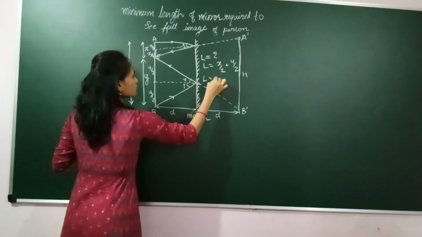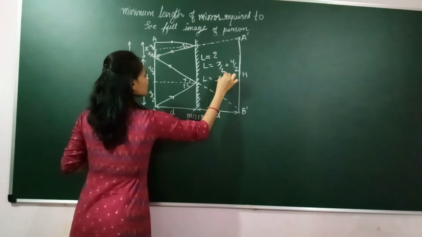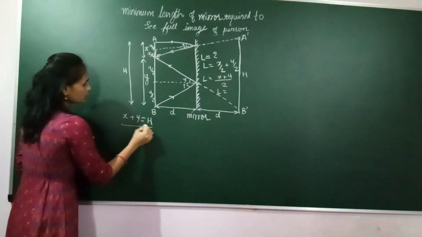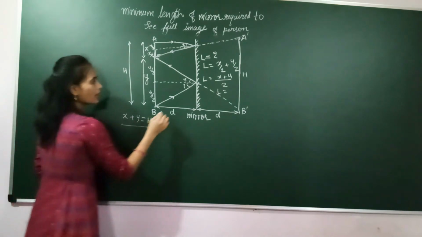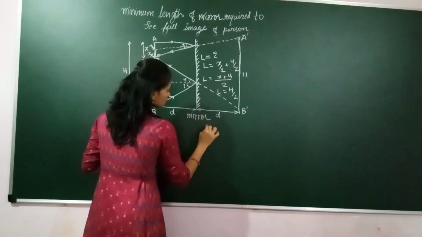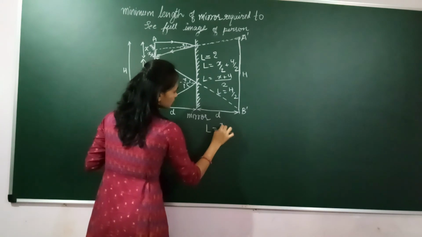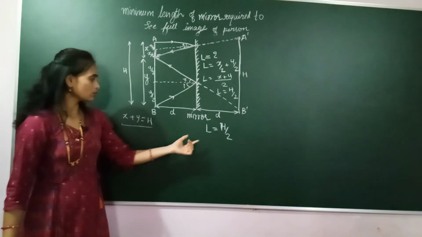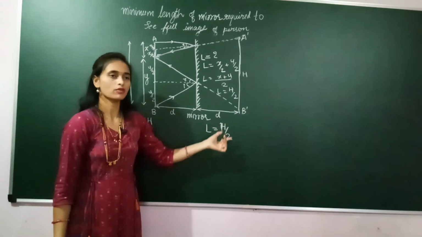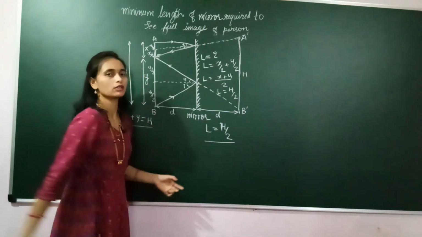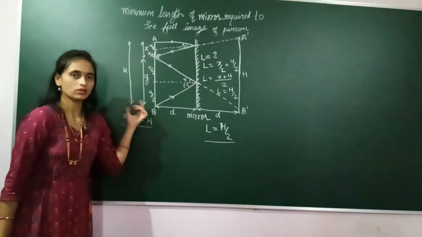So L is equal to (x plus y) by 2. Already we have written that x plus y is the total height. So x plus y is H, and L is equal to H by 2. This means the length of the mirror is equal to half of the height of the person. So this must be the minimum length of mirror required to see the full image of the object.